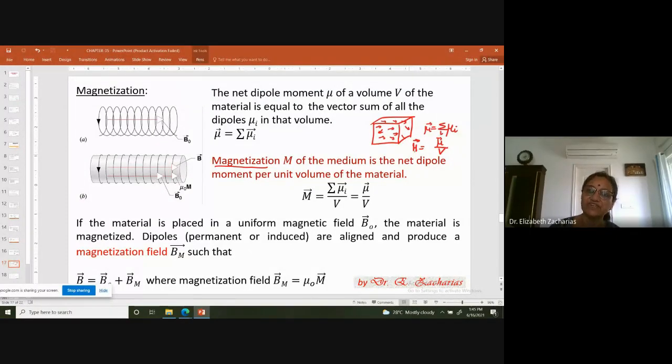And this magnetization, as you can see, is a vector parallel to the mu vector. What is mu? Mu is the net dipole moment. Okay, with this definition, let us go to this first picture. Here I have a solenoid through which there is a current. From the picture, you can use the right-hand rule and show that there is a uniform magnetic field B naught inside the solenoid.